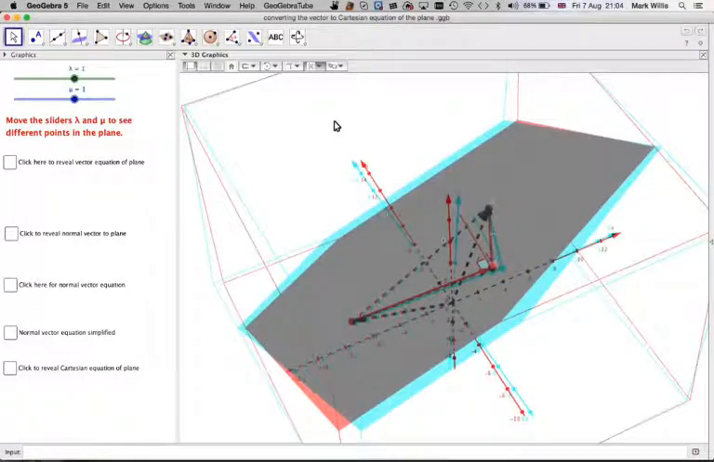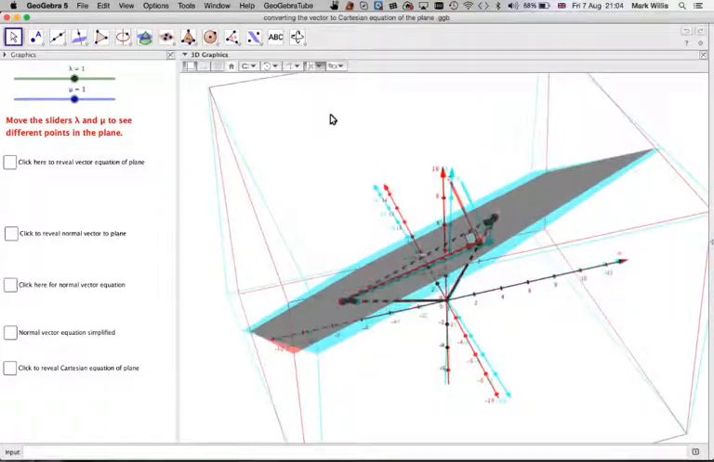Right, this is a 3D video. Again, you're going to need to put on red-cyan glasses to be able to see it in its full effect.